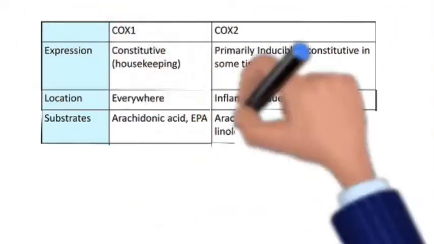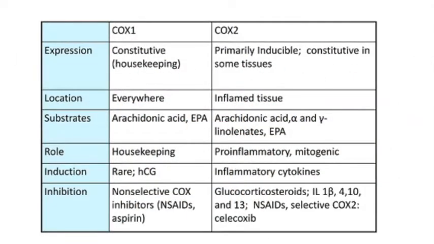This slide compares and contrasts cyclooxygenase 1 and 2. COX-1 is expressed constitutively for housekeeping functions, whereas COX-2 is primarily inducible. It's constitutive in some tissues, though. Location: COX-1 is pretty much everywhere, COX-2 mostly in inflamed tissue. Substrates for COX-1 are arachidonic acid and EPA, whereas COX-2, in addition to arachidonic acid and EPA, can also act upon alpha and gamma linolenates.